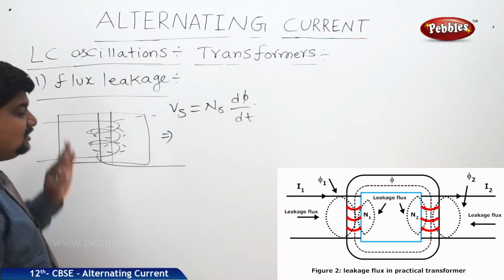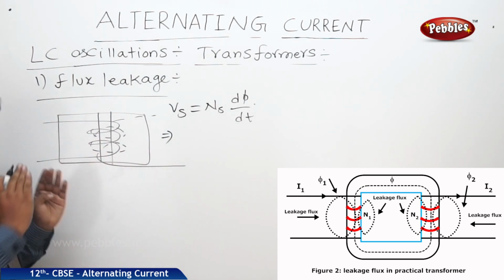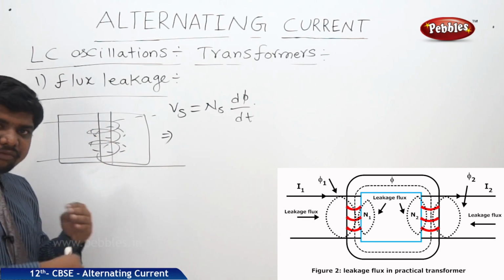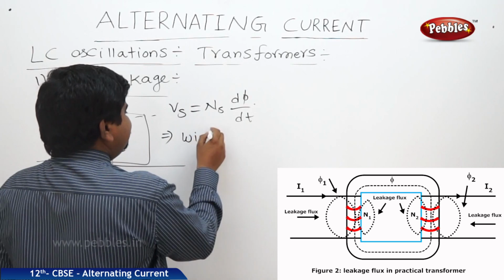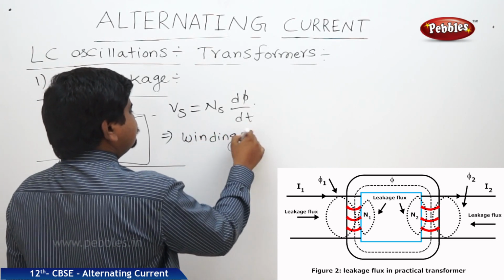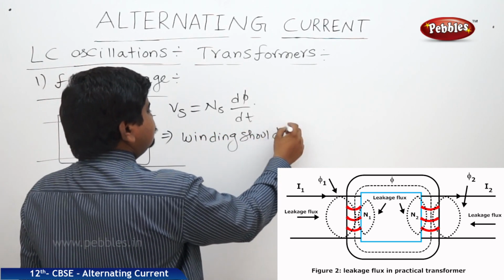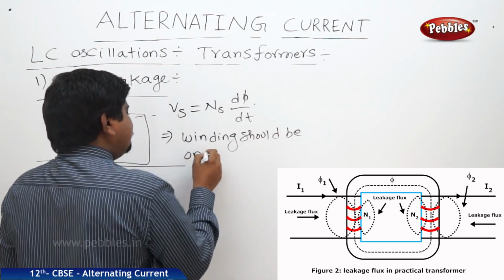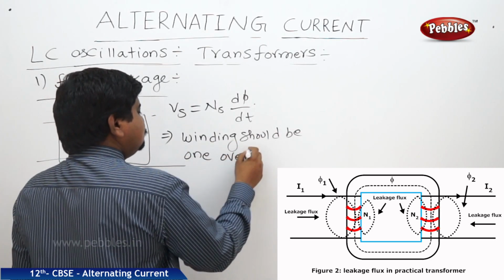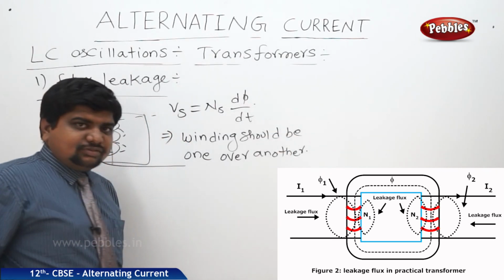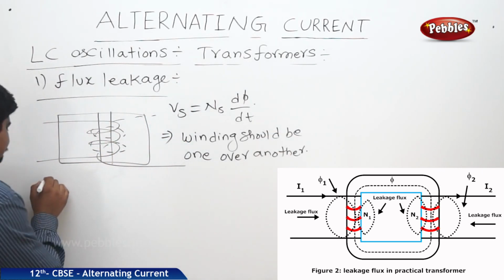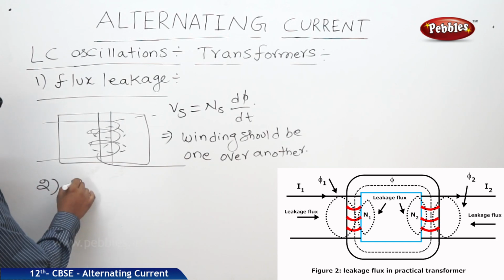So how to reduce this effect? There should be no gap. These two coils are wound one over another. Winding should be one over another. This is one. Second one, resistance.